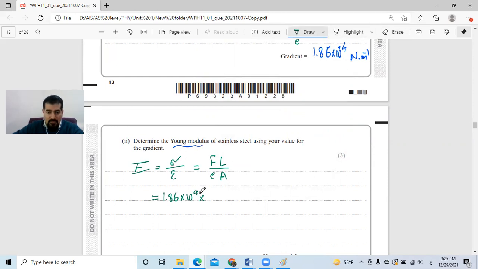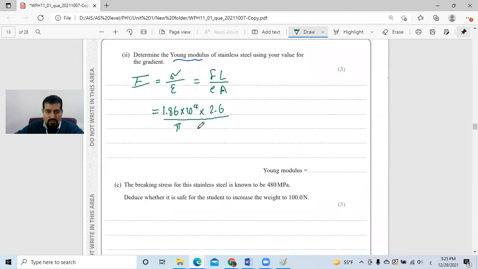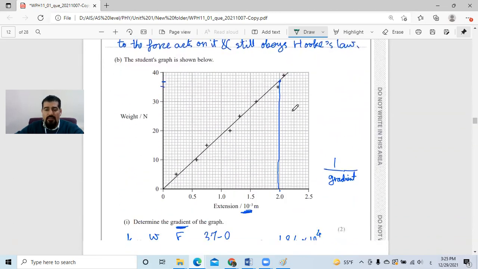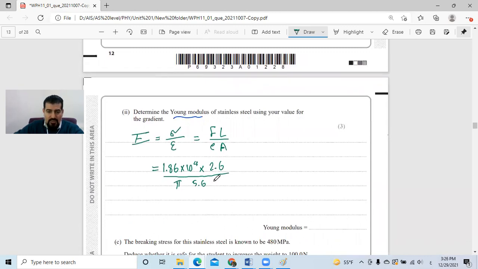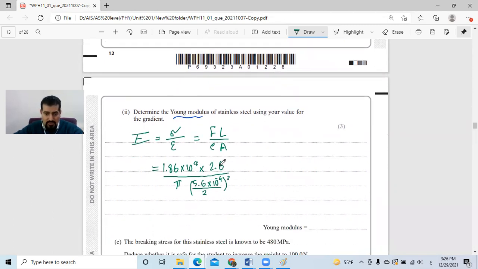Multiply by the length, which is 2.6, divided by the cross-section area. What's the cross-section area? It's pi times the radius, which is this value, the diameter, 5.6 times 10 to the power of -4, divided by 2. And all of this, I will square it. Use your calculator and please give me the correct answer.